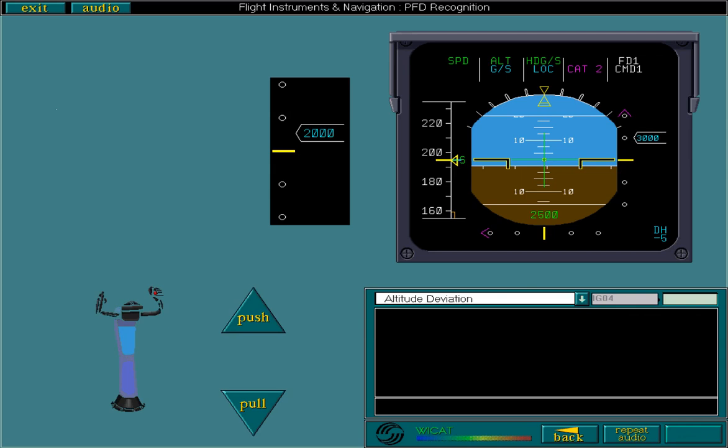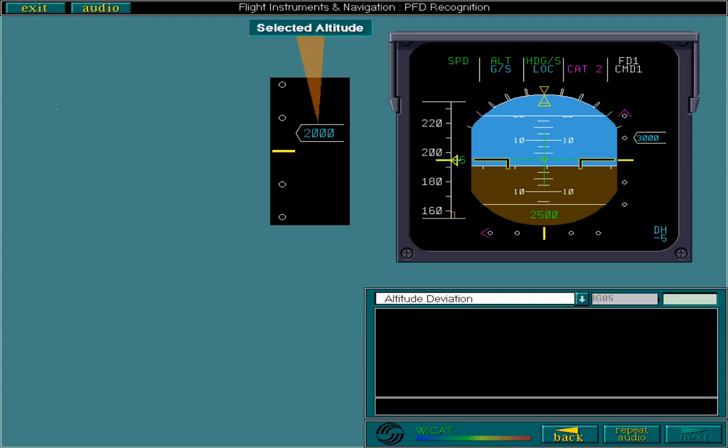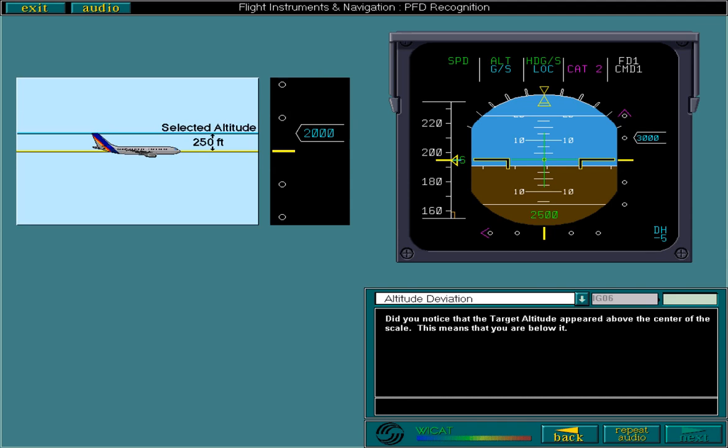We have a deviation from the selected altitude. Did you notice that the target altitude appeared above the centre of the scale? This means that you are below it. If the selected altitude label moves up on the display, it means that the aircraft is below the target altitude. Therefore, you must pull up.